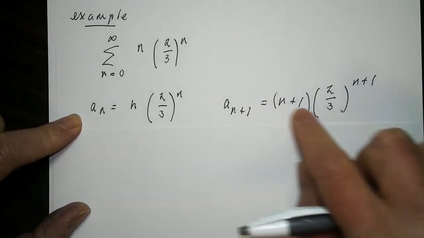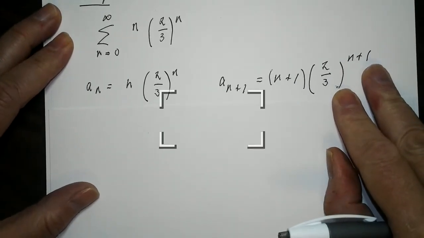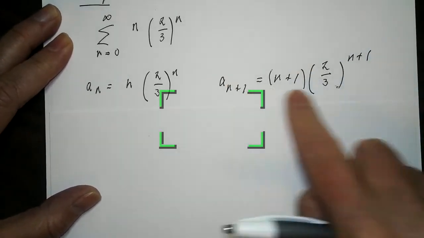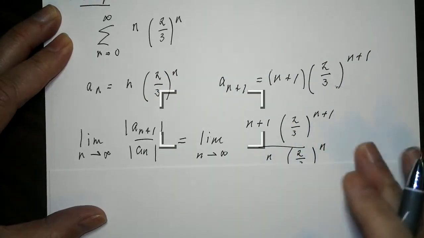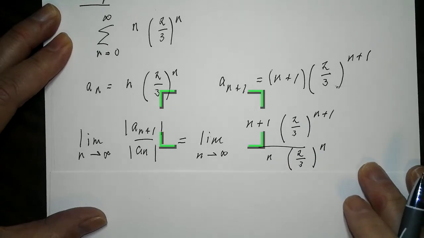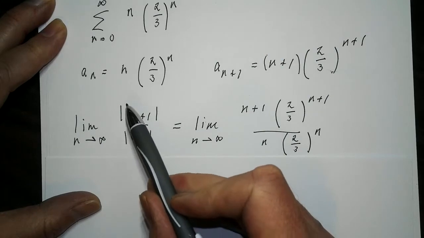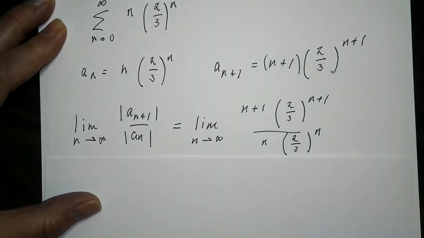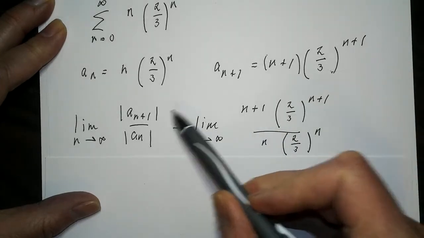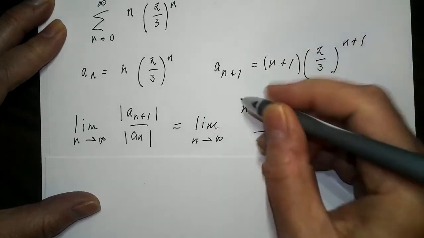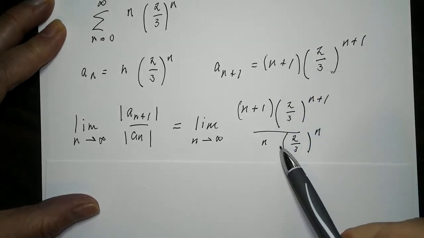Sometimes writing down what a sub n plus 1 is can be a little challenging. The next step of the ratio test is to take the absolute value of this term and divide it by the absolute value of that term. Now, in the examples we'll be discussing in the remainder of this video, the terms are always going to be positive to start with, so we really don't need to worry about the absolute values. That will come into play a little bit later on. So we take a sub n plus 1, which is this, and we divide it by a sub n.